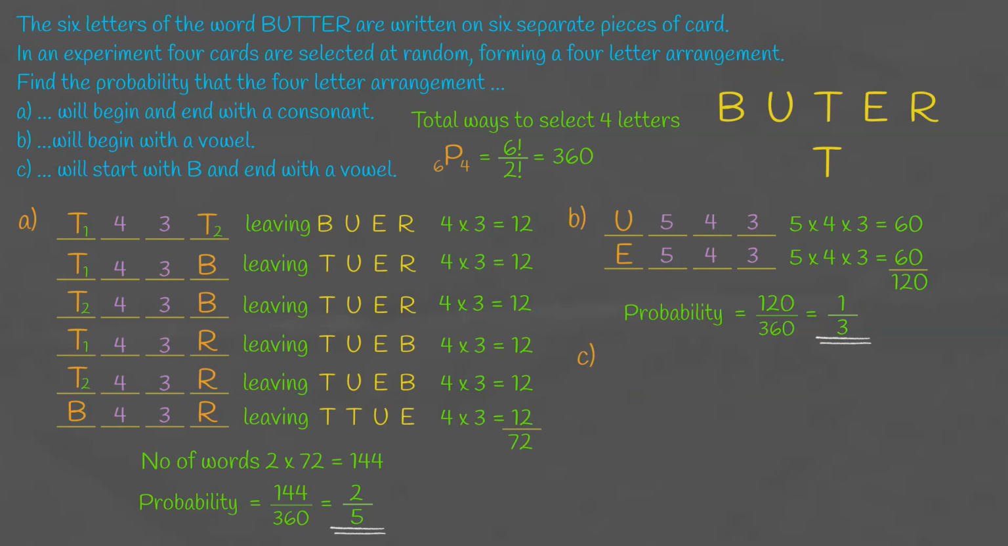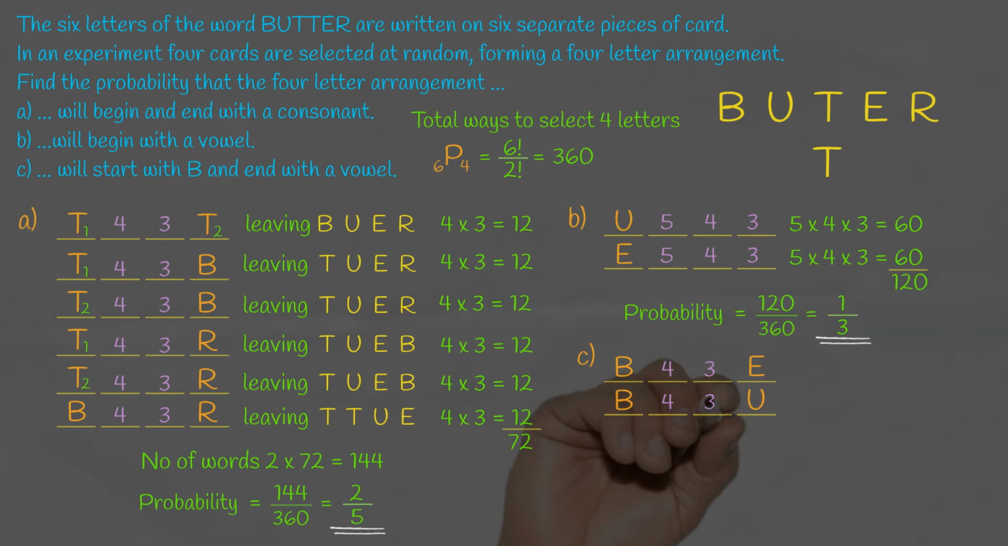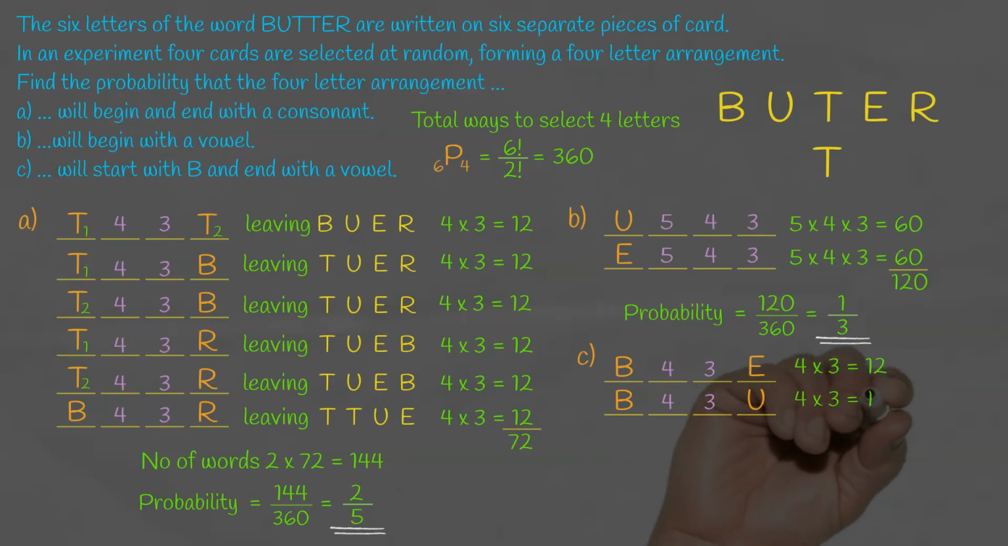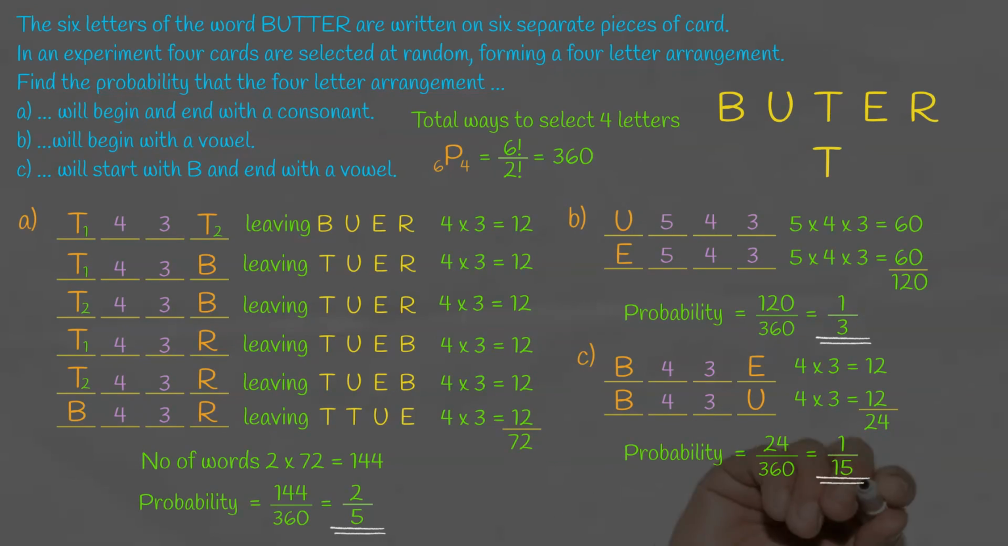And finally, we have to work out the probability that the arrangement we've picked starts with a B and ends with a vowel. And as you can see, there are only 2 ways this can happen, with a B and an E or a B and a U. And using the same methodology as before, each one has 12 different arrangements. So we have a total of 24 different arrangements where this happens. Therefore, the probability is 24 over 360, which is 1 over 15.